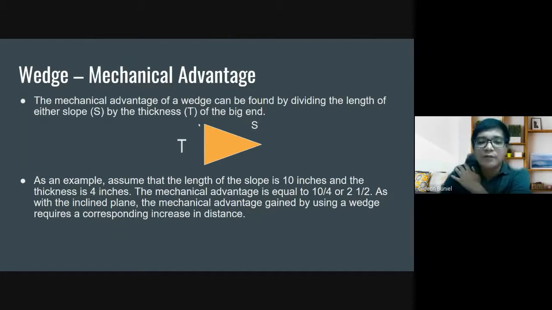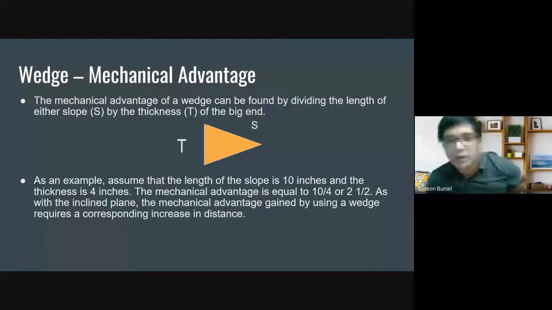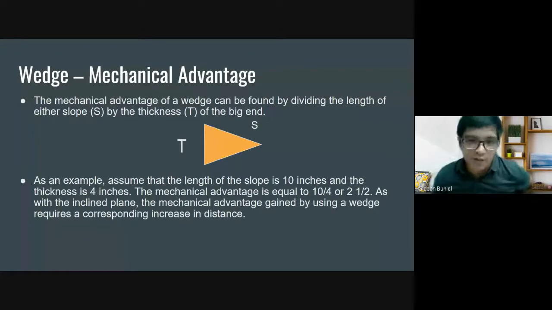So you just have to divide, for example, this is 10 and this is 5. So 10 divided by 5 is equal to 2. So that's the mechanical advantage of a wedge. Basically, when we apply it to our scissor, the longer the scissor, the faster we can cut the paper. So we use less force and we have a faster approach to it.